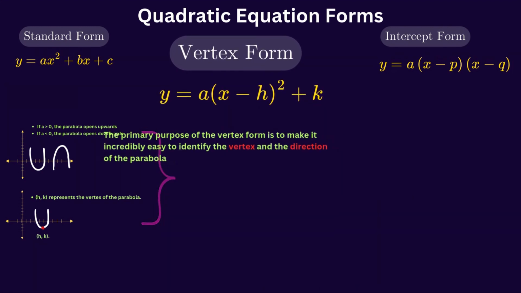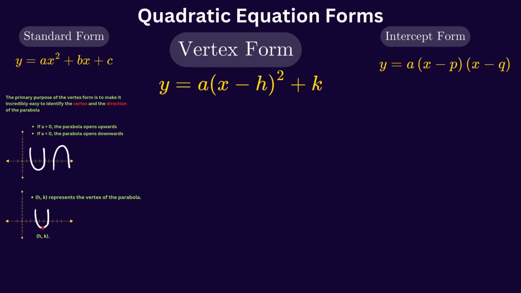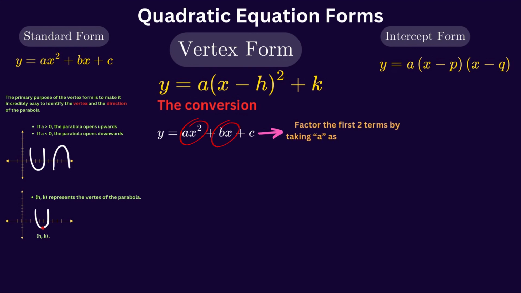Next, we need to understand how to get the vertex form out of the standard form. We're going to start with the standard form. If we have y equals ax squared plus bx plus c, the first thing we need to do is factor the first two terms, ax squared and bx, taking a as a common factor, and we will get y equals a multiplied by (x squared plus b over a x), close your bracket, plus c.